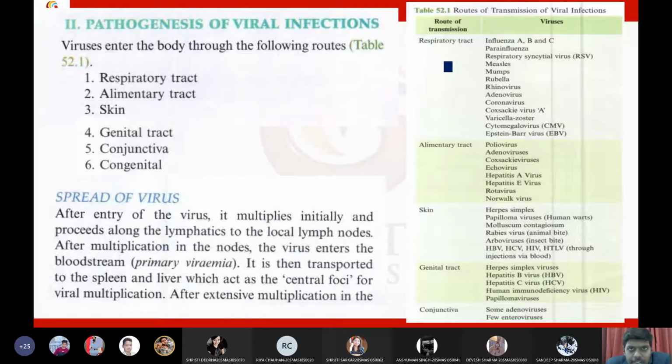some of the respiratory tract viruses are influenza, parainfluenza, measles, mumps, rubella, rhino, adeno, corona. All these, cytomegalo, Epstein-Barr virus will enter into our body via the respiratory route. Then alimentary tract viruses are polio, coxsackie, hepatitis A, E, rotaviruses. Then skin viruses include herpes simplex 1, HBV, HCV, HIV, HTLV, human T cell lymphotropic virus 1. Then rabies infection can spread via skin. Genital viruses include herpes viruses, hepatitis B, hepatitis C, HIV, and conjunctiva, a few enteroviruses.